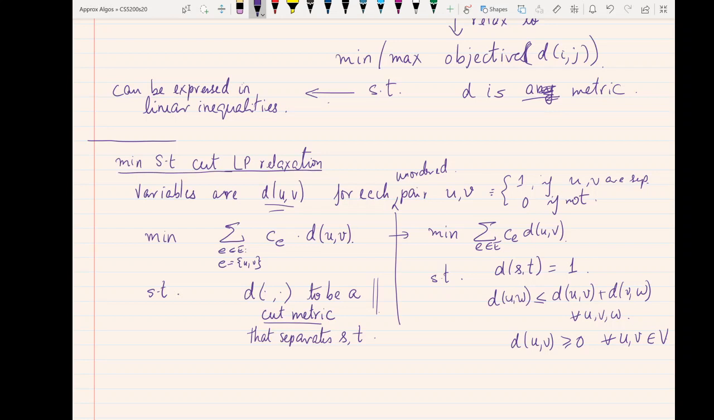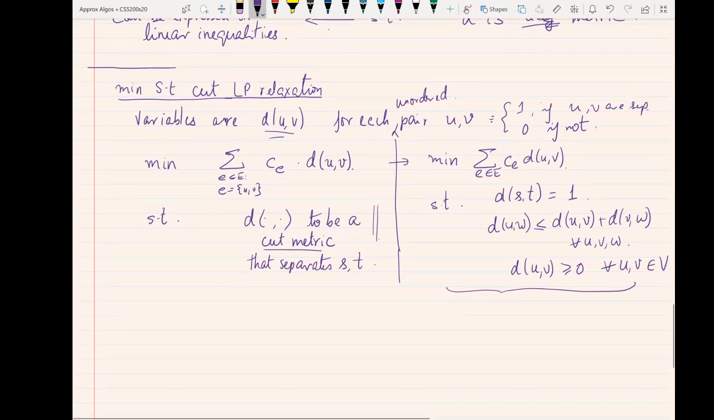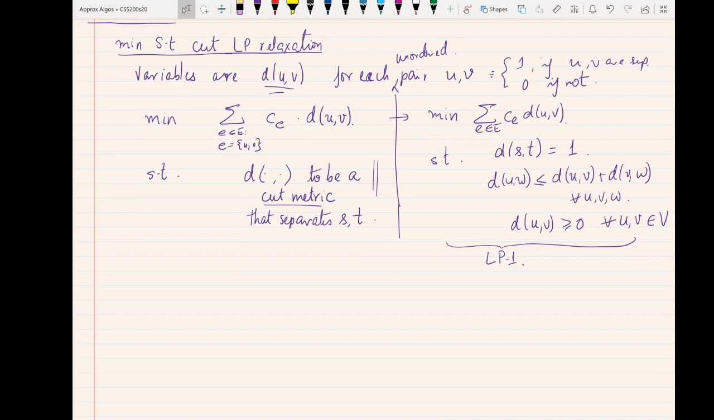Now, if you recall, this is exactly the LP formulation that I had given you in your problem set 4 and asked you to justify why it is a min-cut LP relaxation and write out its dual. So now let's go ahead and design an LP rounding algorithm for this problem. I'll call this LP1, and here's a rounding algorithm for it.